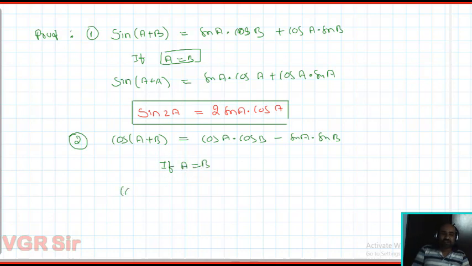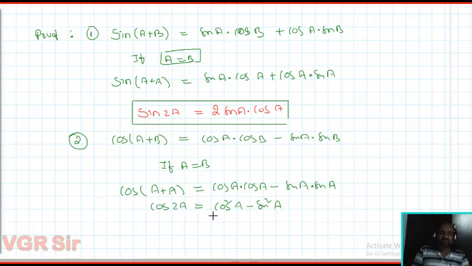So what happened here? Cos of A plus A is equal to cos A into cos A minus sin A into sin A. Understood? Which is the same as x into x, x square only, cos square A, minus, just like y into y, sin square A. So finally, we got cos 2A as cos square A minus sin square A. This should be remembered.